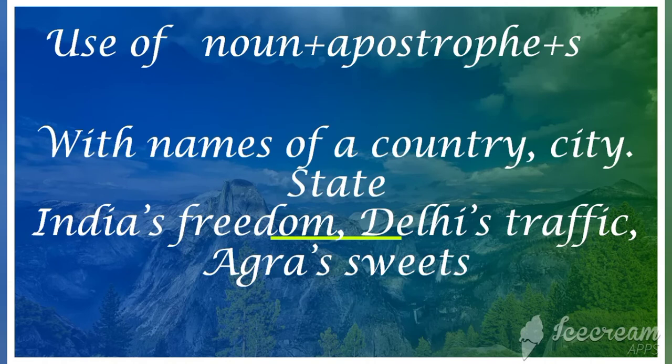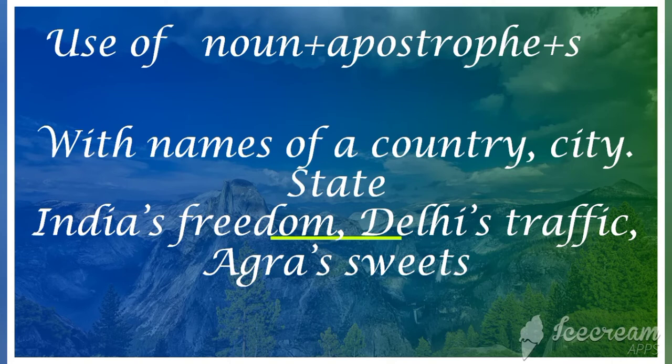With names of a country, city or state, for possession: if you are showing possession about any country, city or state, then we add apostrophe s. Only for words ending with s do we add the apostrophe after the s, but here, with the name of a country, city or state, we have to definitely add apostrophe s. Noun, India is a noun, plus apostrophe s. India's freedom, Delhi's traffic, Agra's sweets.